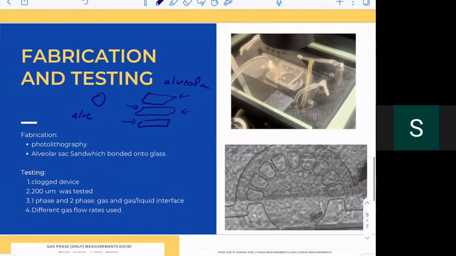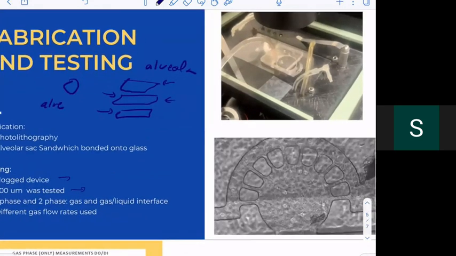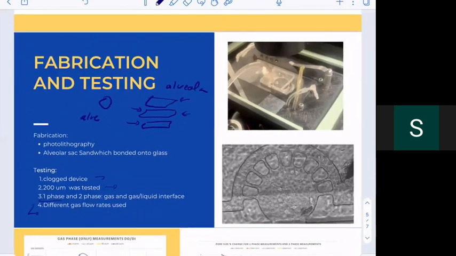For testing, we first started by testing a clogged device, which I thought behaved in a really interesting manner. Again, the 200 micrometer one was tested. 2 phases were tested. The first testing had only gas being flown in, and the 2 phase testing had both gas and liquid being flowed in.